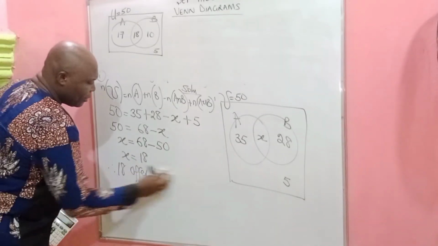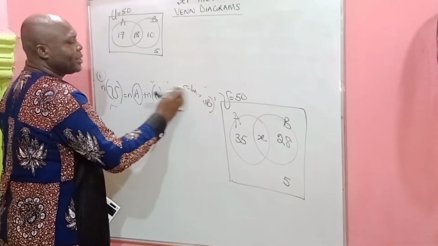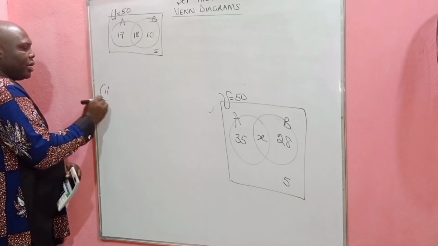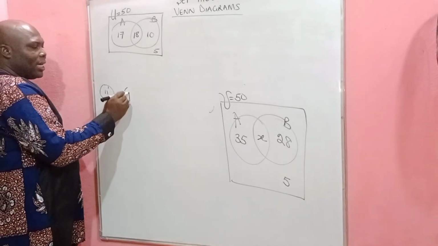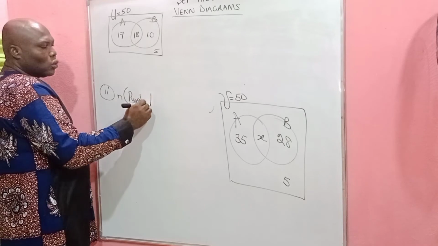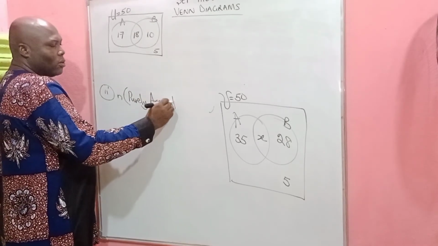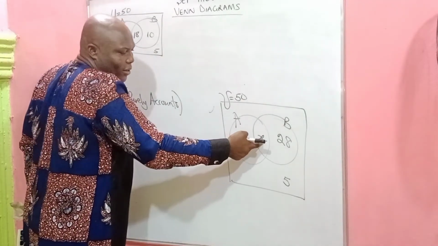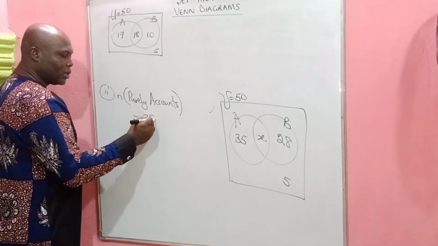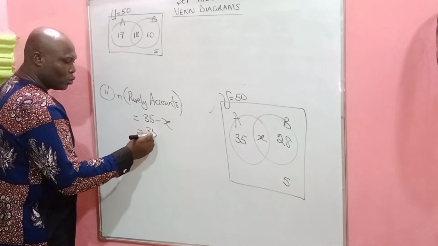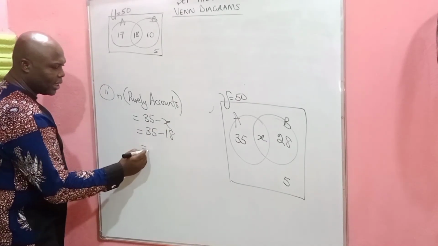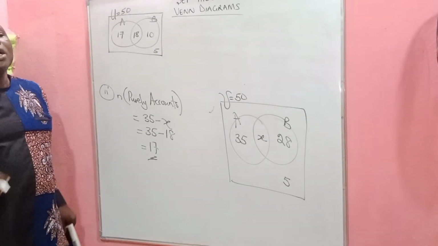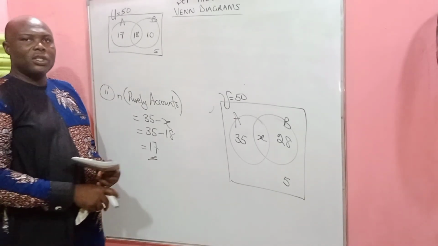Now it will be easy to answer the second part of the question. The second part of the question asked how many students offer purely accounts, or accounts only. Purely accounts will be 35 minus 18. So that will be 35 minus X, and we have computed X to be 18. So 35 minus 18 gives us 17, which is what we have here as purely accounts. So that's how we solve problems that involve Venn diagrams, 2-dimensional.